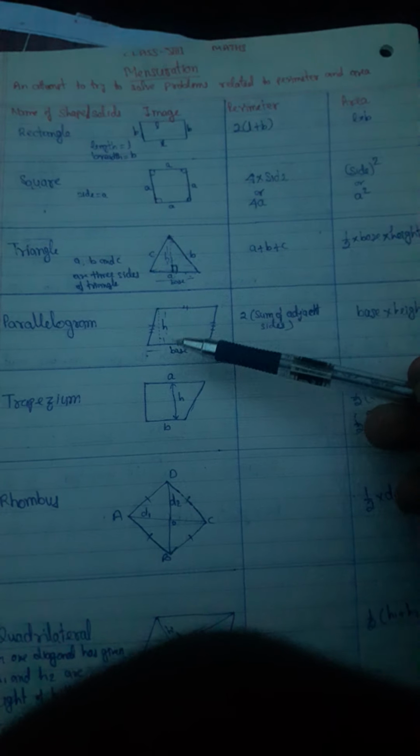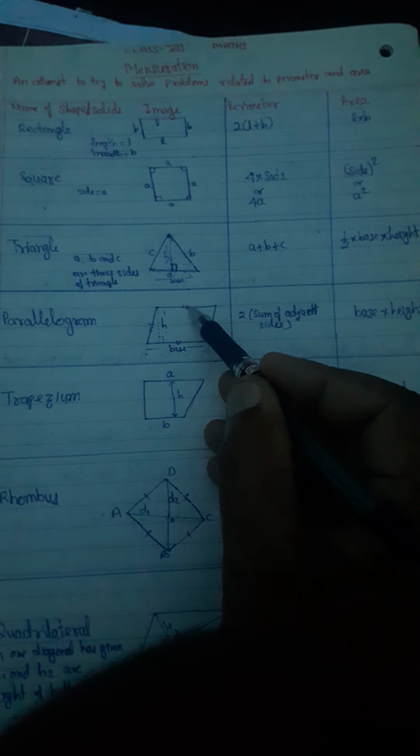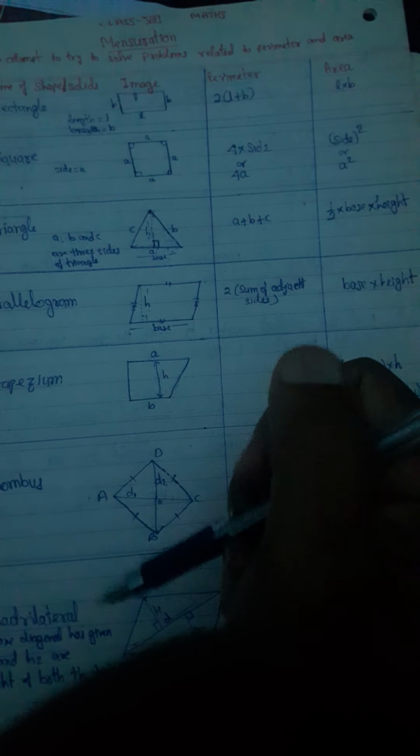Here two pairs of parallel lines are there. This line is parallel to this line and equal also. Similarly, this left side is equal and parallel to the right side. So two pairs of parallel lines are there. If we draw a perpendicular line here, it will become the height. This is the height, and this side becomes the base.